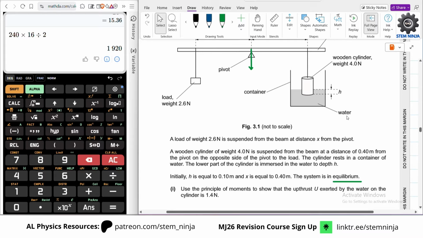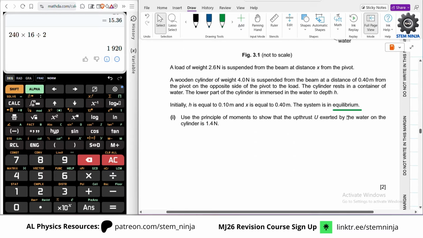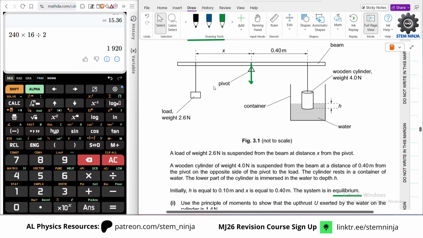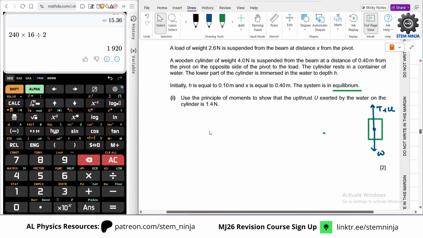Okay, so if we draw a free body diagram for the cylinder, you have weight acting on this, and tension and upthrust upwards. We need to know what the tension is, because the tension is the one that's causing the moments over here. And that's what we need.